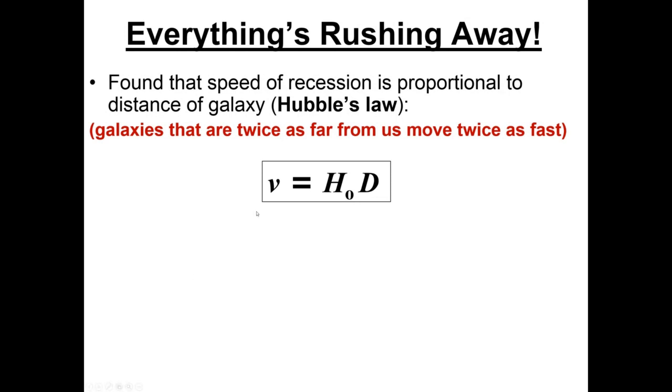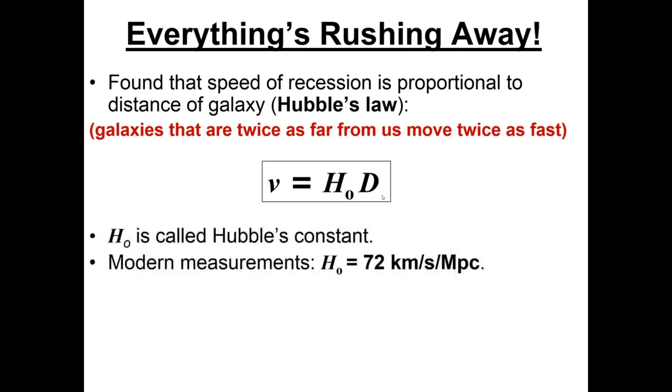Here we see recessional velocity v equals Hubble's constant, H naught, times distance. All right? And H naught is a constant that we would love to know as accurately as we can. So if you double the distance, well, this is just a number. If you double the distance, you double the speed.